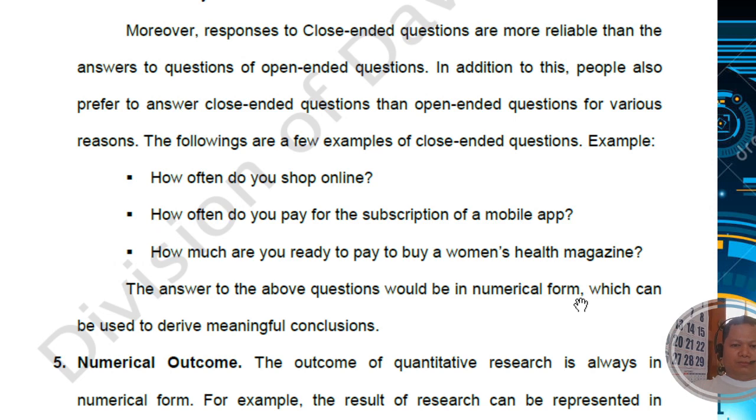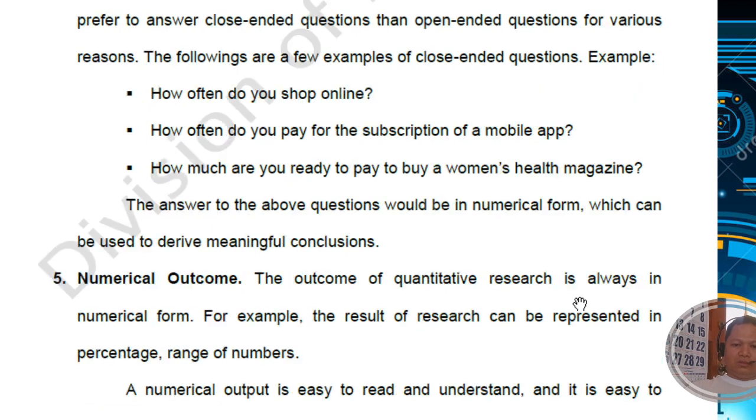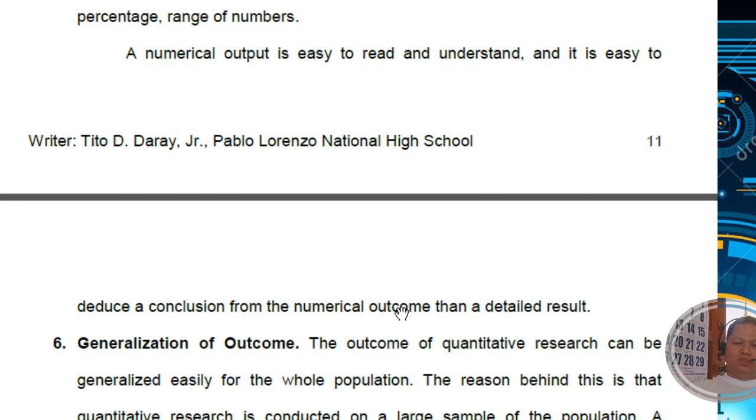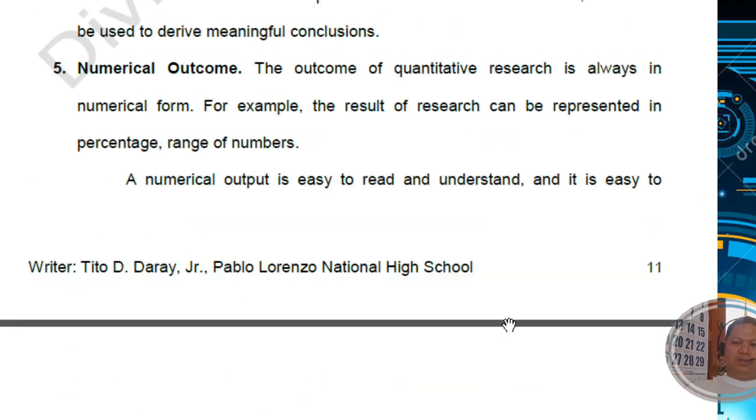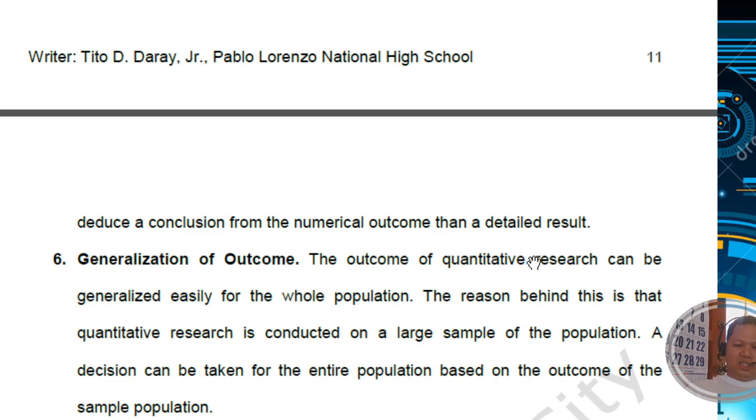And number 5, numerical outcome. The outcome of quantitative research is always in numerical form. A numerical output is easy to read and understand. It is easier to deduce a conclusion from a numerical outcome than from a detailed result. Okay, as you observe, just like in your reporting, we have graphs and percentages. It is easier to read because it is summarized. You can also easily see in the charts that you can make conclusions, as you learned in grade 7.